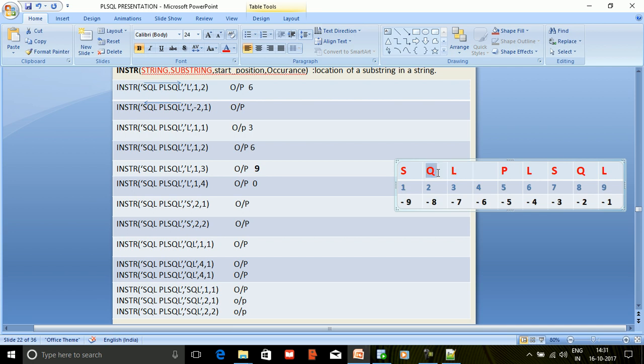S is equal to Q, no. S is equal to L, no. S is equal to space, no. S is equal to Q, no. S is equal to L, no. S is equal to S, yes, perfect. The occurrence is the first time only, right? So the output returns 7.